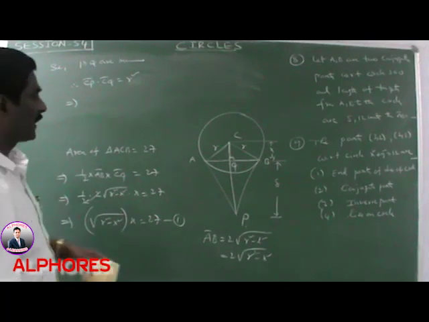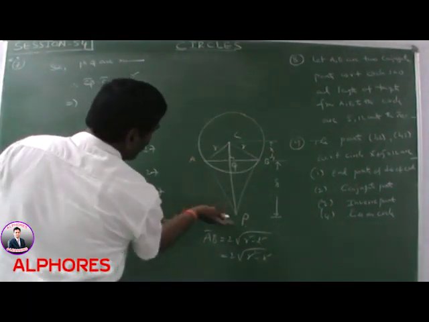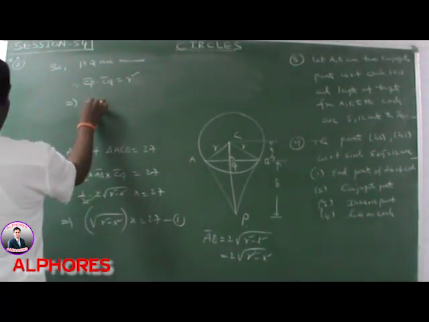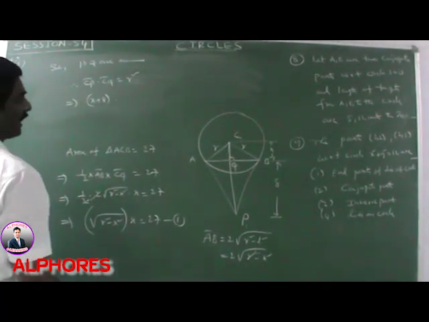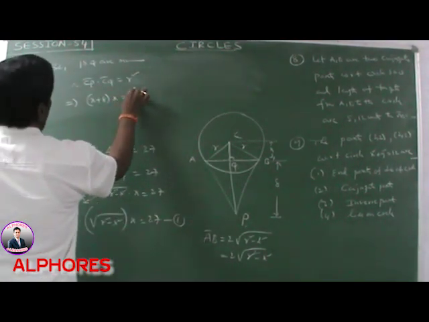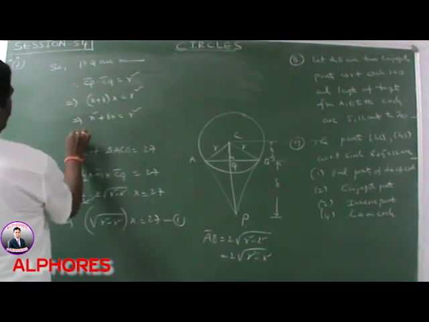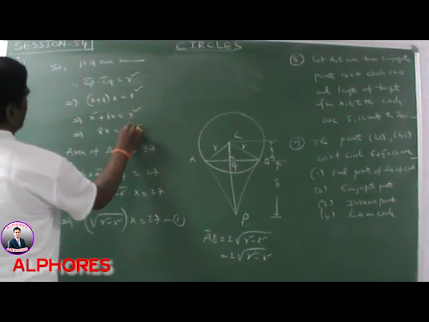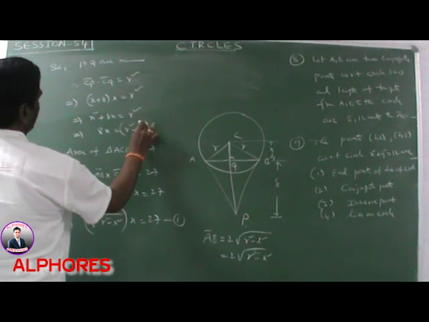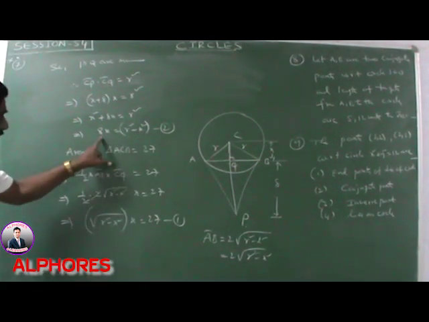What is the value of CP? CP is nothing but x plus 8, the total value, CQ plus QP. x plus 8 into, what is the value of CQ? CQ is nothing but x, is equal to r square. That means x square plus 8x is equal to r square. That means 8x is equal to r square minus x square. It is equation number 2. From 1 and 2, the value of r square minus x square is equal to 8x.